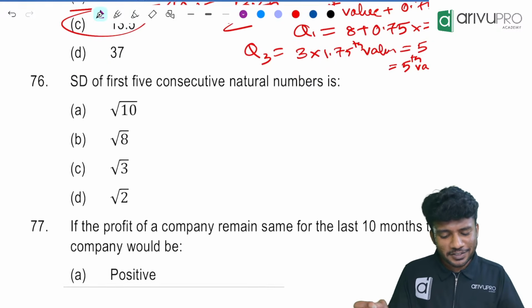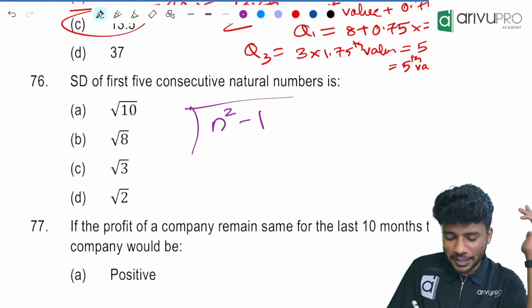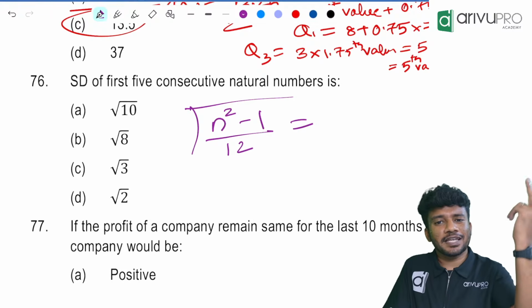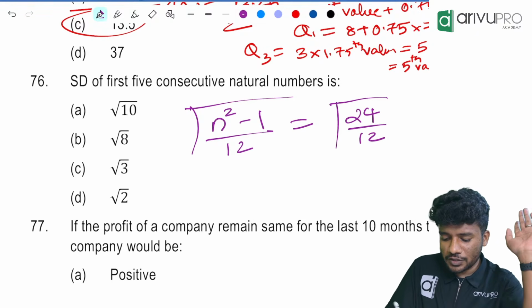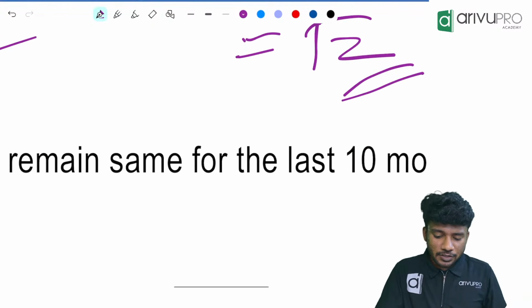Standard deviation of the first five consecutive natural numbers. What is the shortcut? Root of n square minus 1 divided by 12, which is 5 square minus 1. That is 25 minus 1, 24 divided by 12, which is nothing but root 2. That is your answer. Option D. Next question, people.